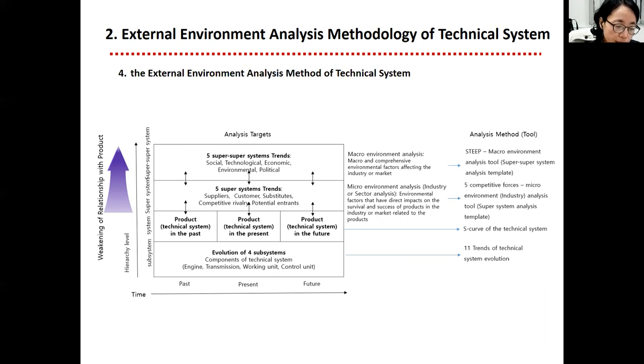The supersystem analysis method was intended to facilitate a systematic subcategorization of extensive conventional factors for each area of STEP, extraction of necessary indicators, and understanding of the relationship between the indicators. The key to the supersystem analysis of a technical system is to identify the relationship between the five supersystems, which have direct impacts on the survival or success of a product or technology in the market, and each factor of the supersystem and the defined external factors that can affect the future development of the technical system.